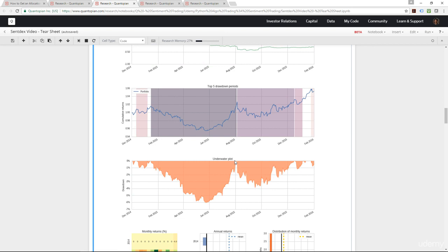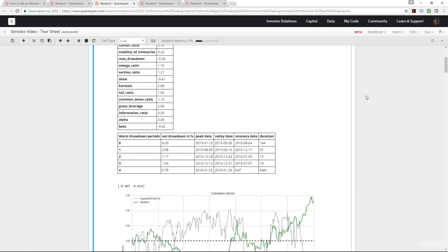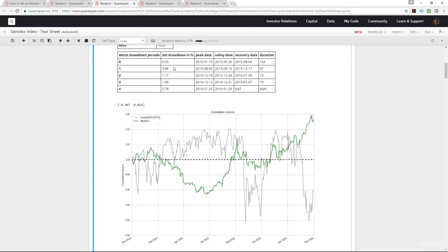What is the underwater plot? Basically, from peak to making the new peak, that's the whole period of underwater. It's not so much that it is losing money. It's basically when is the next time that it crosses over the previous peak. So it's important to bear that in mind. Otherwise, you think that it's always losing money. That's not the case here. It's basically from peak to peak. When is the next time that you exceeded the previous peak? So that's really the drawdown period here.